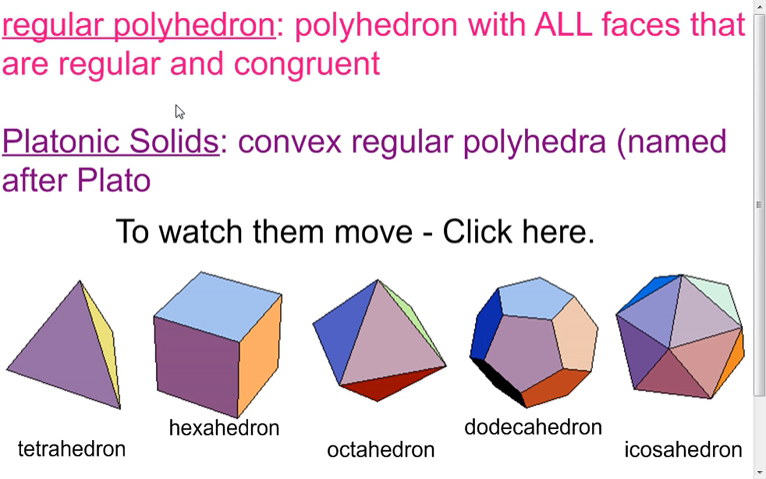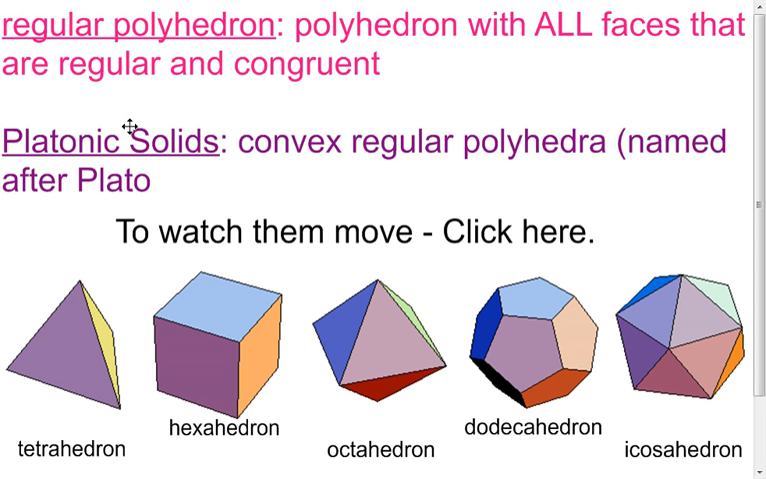My next one would be the regular polyhedron, and I want you to think back to just straight up polygons. We first talked about polygons, and then we talked about regular polygons. Well, in a regular polygon, all the sides are congruent, and all the angles are congruent. This is similar to that, other than it's going to be three-dimensional, and this is going to be made up of faces that are regular polygons, and those regular polygons are also going to be congruent.